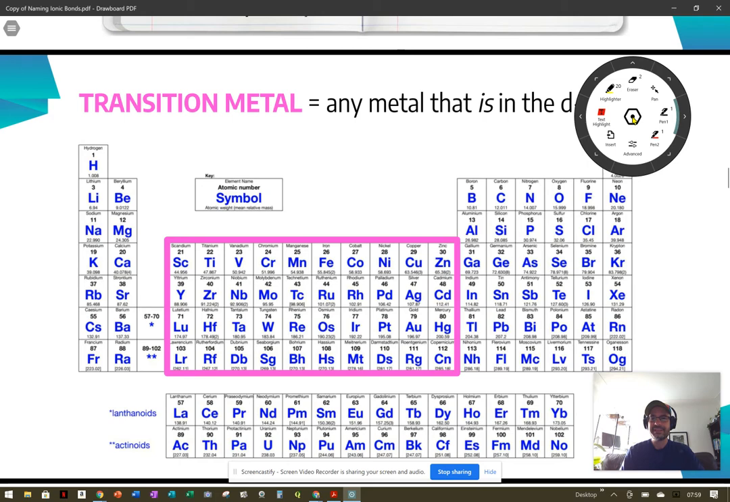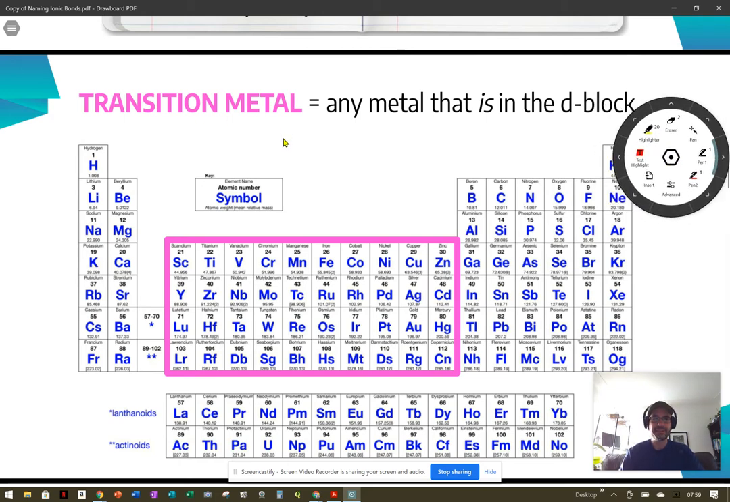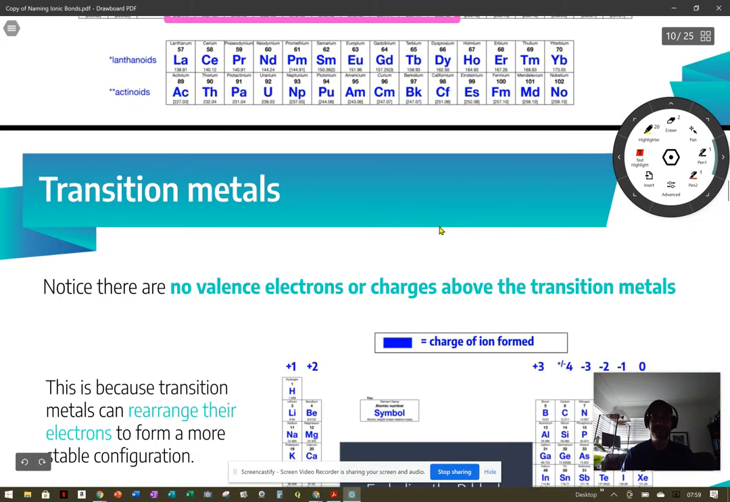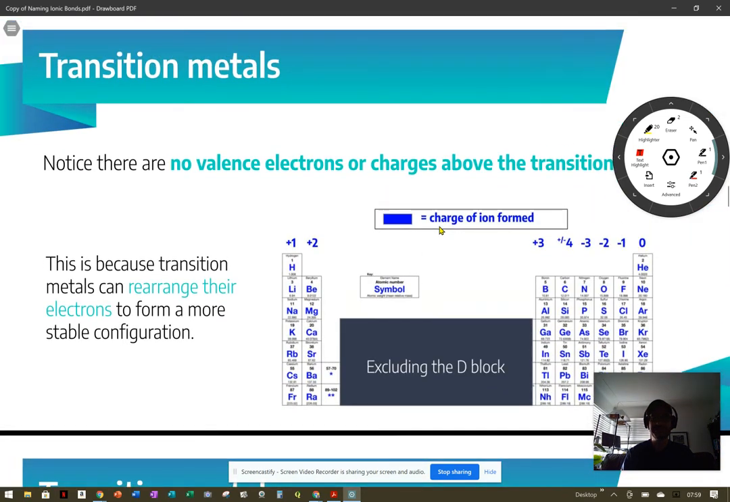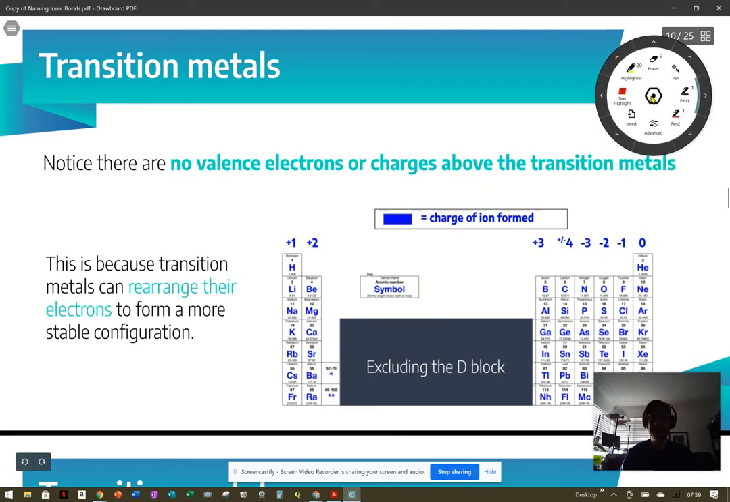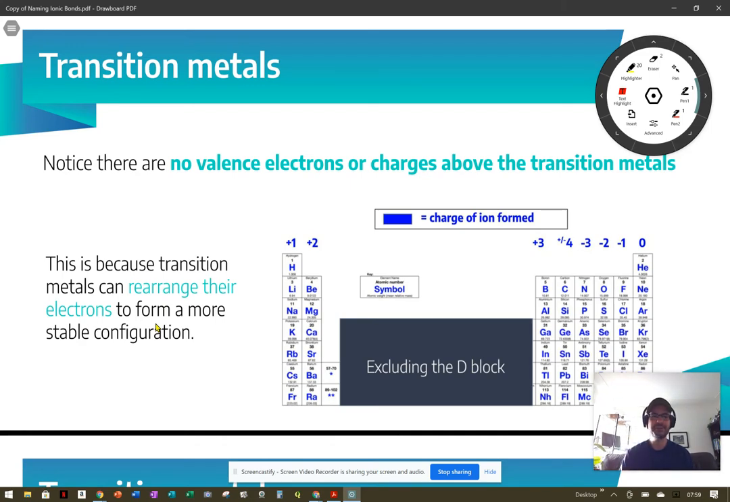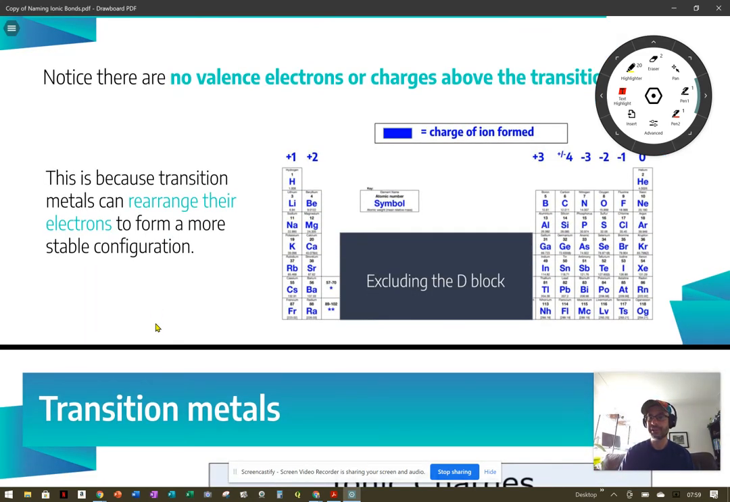So any metal that's in the D block is a transition metal. So these guys here, you'll notice that there are no charges on your periodic table written above it. That's because they can have variable charges. So we don't have any valence electrons or charges above the transition elements because they can rearrange their electrons so that they can have different charges. That's why we can have iron +1 or +2, lead +2 or +4.